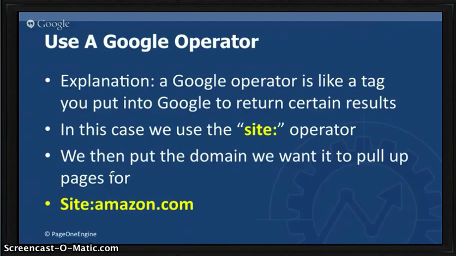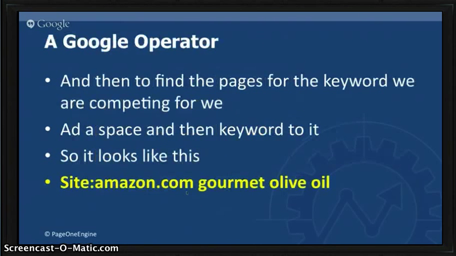I'm going to go to Google. I'm going to put site colon amazon.com. And then I'm going to put the keyword that I want. So for this, it's site colon amazon.com. So it's going to look only in Amazon. And it's going to look for the keyword that I want. And for this particular one, it's gourmet olive oil.